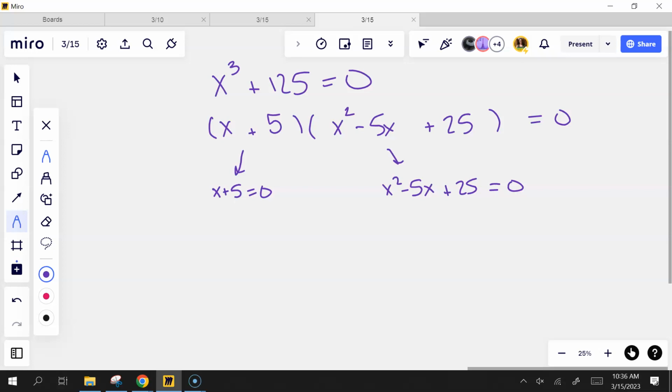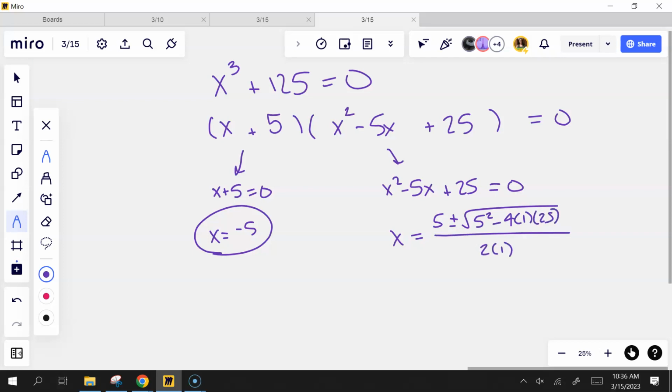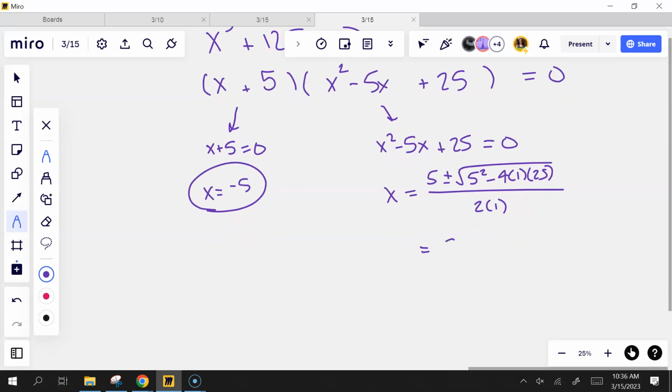If it's solved, you find what x equals. All right, I got -5. There's one answer. Remember, I should get 3. So now I'm going to come over to my second piece of the puzzle. Opposite b plus or minus the square root of b squared minus 4 times a times c, everybody goes over 2a. Work inside your radical first and then work your way out. So I have 5 plus or minus the square root of 25 minus 100.